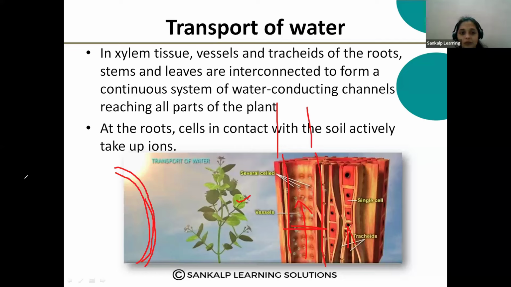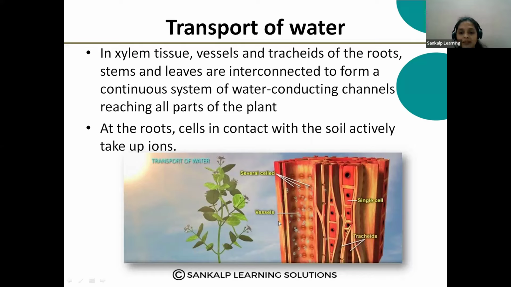Okay. So here, the first thing we should know: these xylem vessels and tracheids are able to move the water. They form the conducting channels inside the plant's body and help for the transportation. They form a tube-like or pipe-like structure inside the root, stem and leaves continuously, and help for the transportation of water and minerals from the root to the shoot.